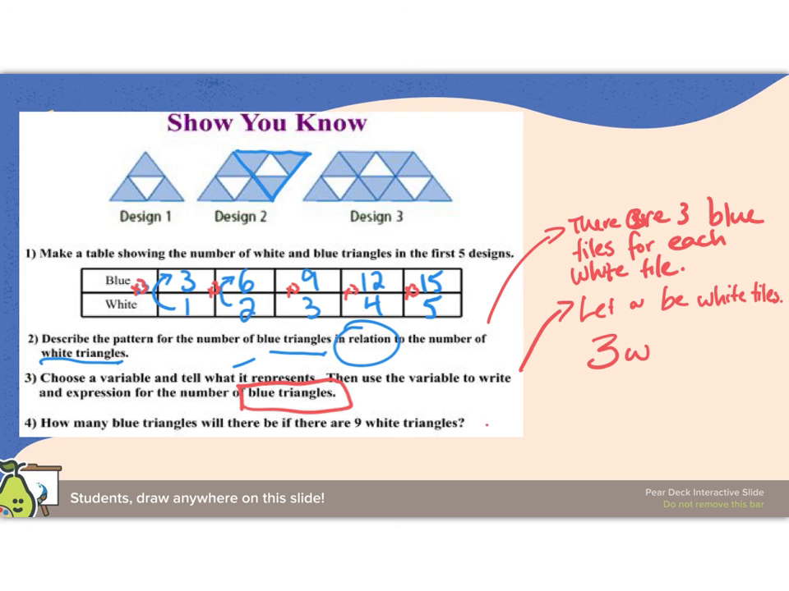How many blue tiles will there be if there are 9 white triangles? So 3 times 9, that's going to get me to 27. So there will be 27 blue triangles.